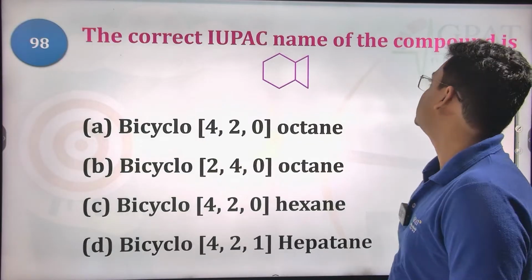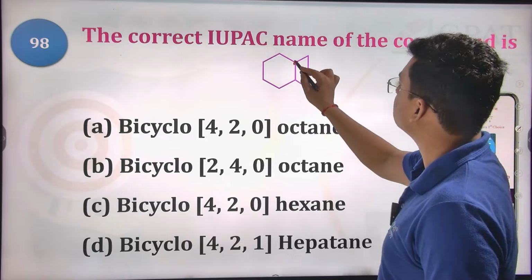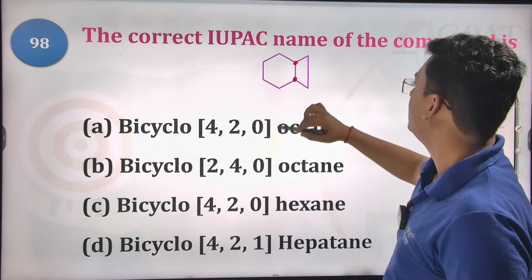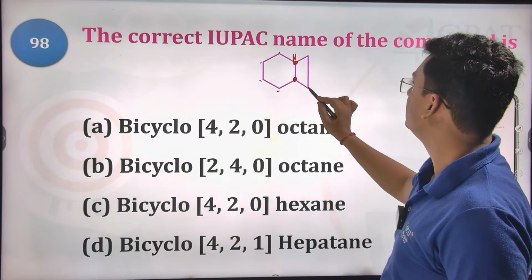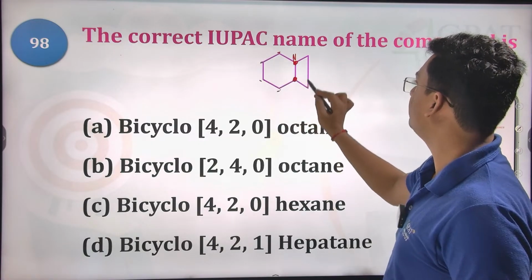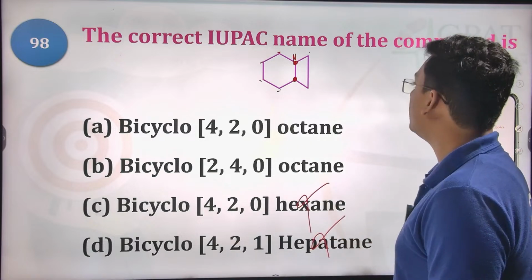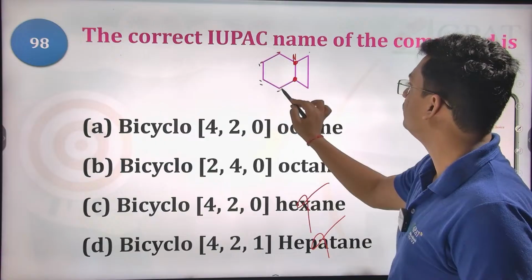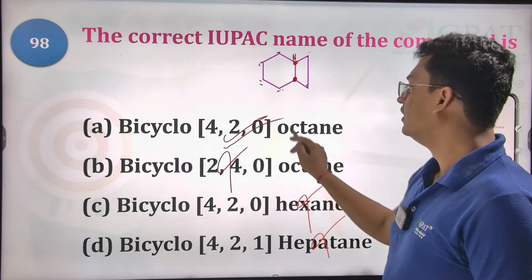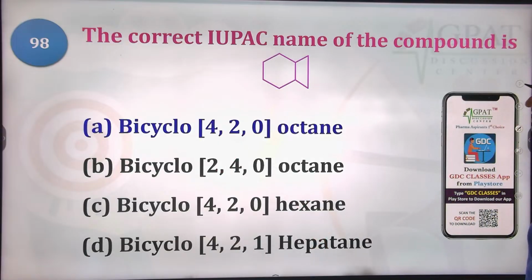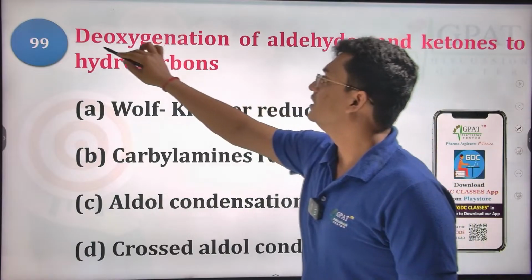The correct IUPAC name of the compound: it is a bridged compound, a bicyclic system. We have bridges, first, second, third, fourth, fifth. Counting 1 to 8, we have 8 carbons, so octane. Two options get eliminated. The bridges are 4, 2, 0, so it is bicyclo 4.2.0 octane. A is the right answer.